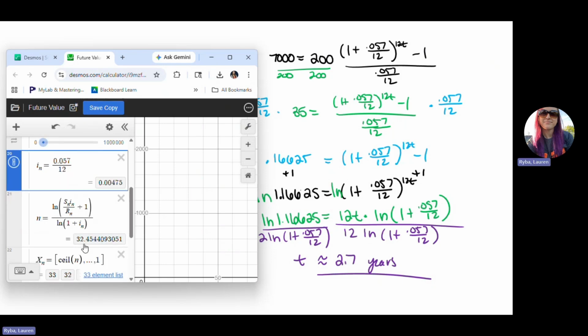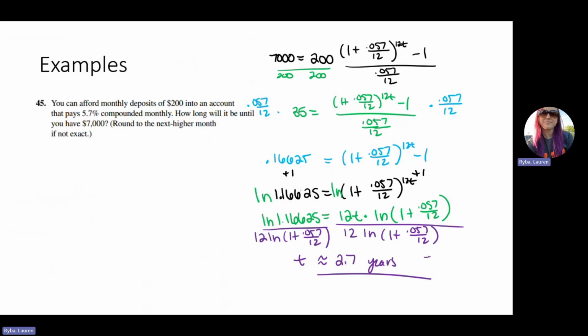And then this is going to give me my answer in terms of payments because it's all based off of how much I divided by. If I divided my interest rate by 12, then I'm making 12 payments a year. I'm making my payments monthly. So this answer is rounded 33 months. And if you check and take 2.7 times 12, you will get that same 32.4, which rounds to 33 months.